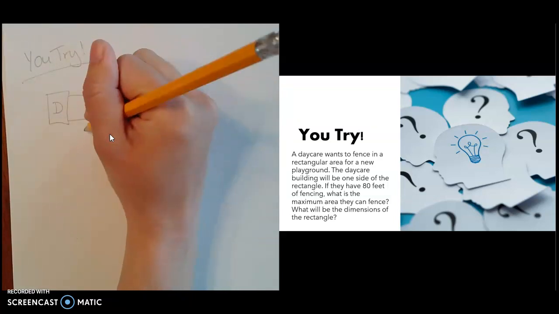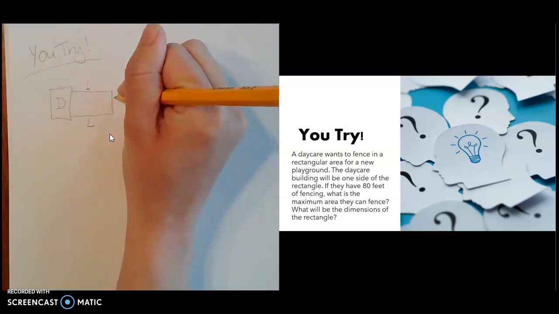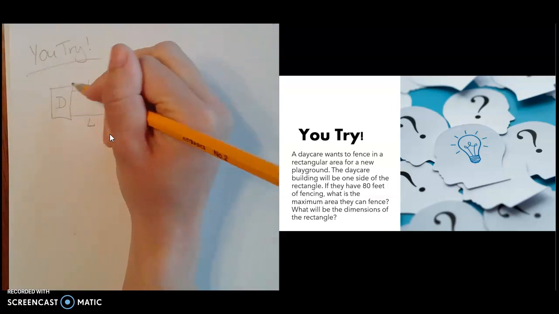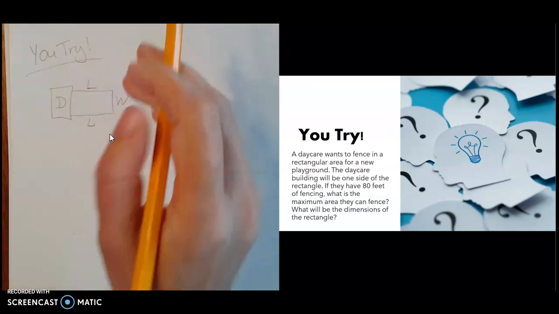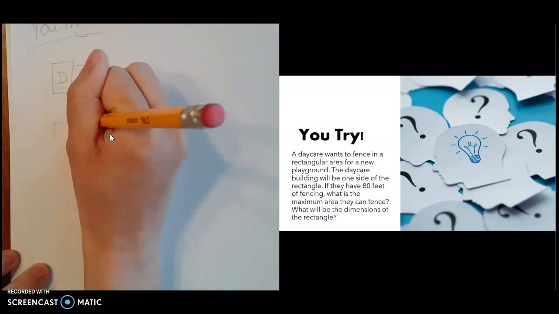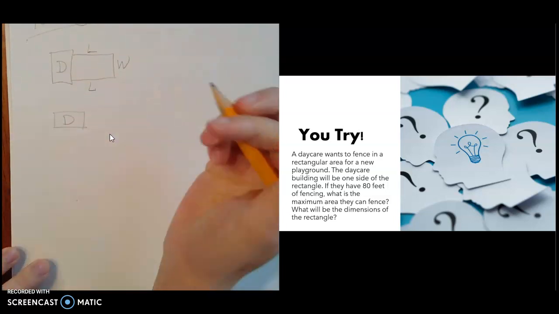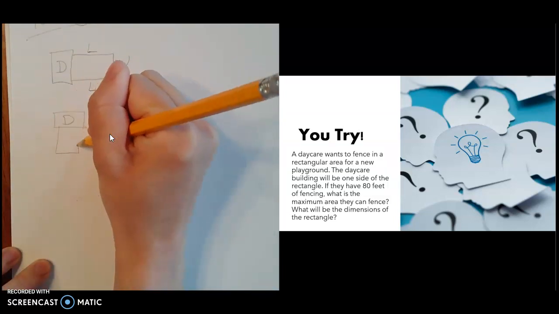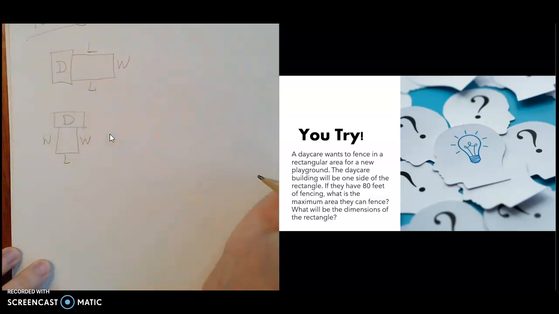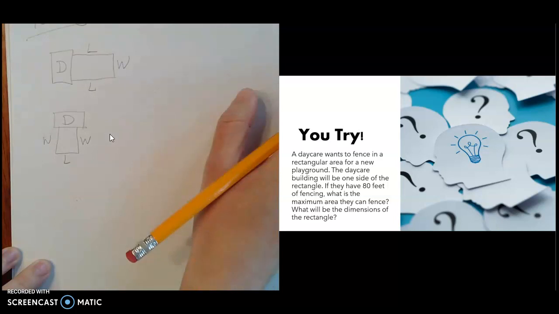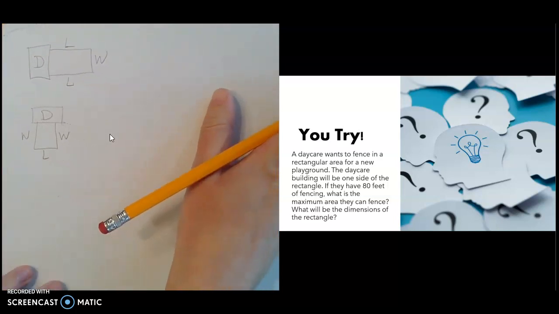So my rectangle over here has two lengths and a width. If you made your daycare building like the top or the bottom, you'd have two widths and a length. You could certainly draw it that way. I can do that real quick for you. If your daycare building is here, you could also draw it this way where you have two widths and a length like that. Either one is just fine.